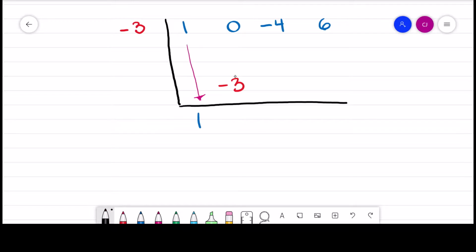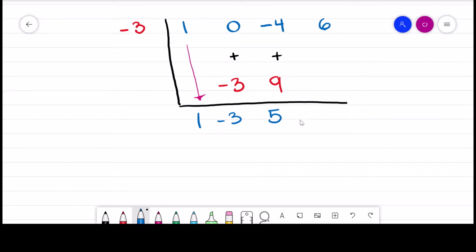I'm going to then add these two. 0 plus -3 gives me -3. I'm going to do this again. Take -3, multiply it with -3, and that gives me +9. I'm going to put it inside of the synthetic division bracket and add these two, just like I did in the previous one. -4 plus 9 gives me +5, so I'm going to put +5 on the bottom.